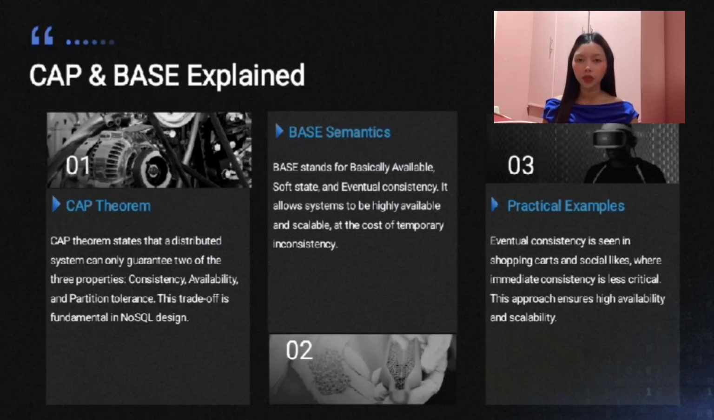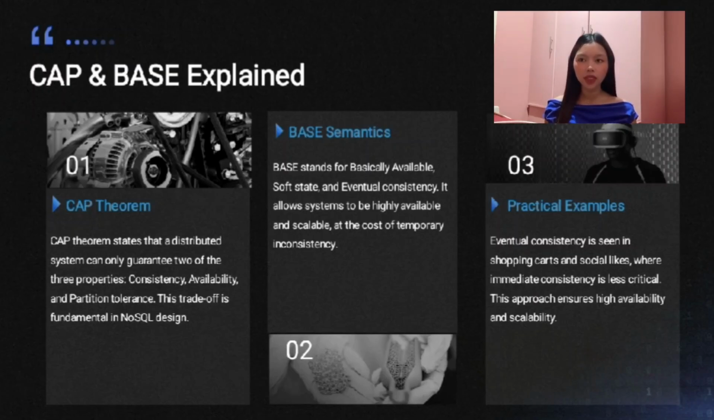Content number 3. CAP and BASE explained. Second is BASE semantics. BASE stands for basically available, soft state, and eventual consistency. It allows systems to be highly available and scalable at the cost of temporary inconsistency.